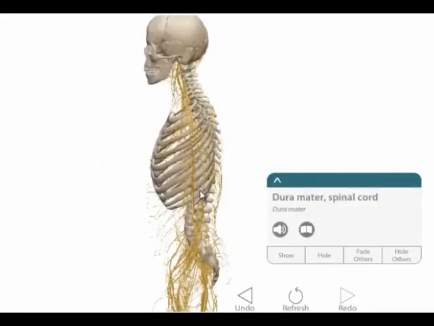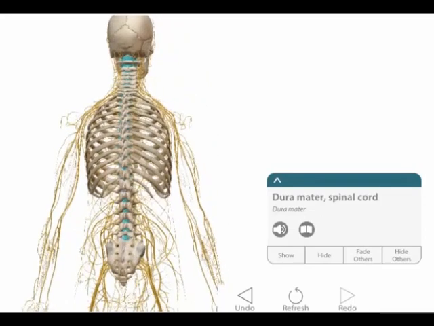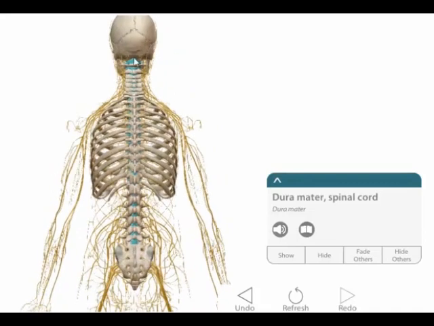Here you can see the network of nerves which originate from the spinal cord. The spinal cord is part of the central nervous system. It's highlighted here in blue, and it runs down the centre of the vertebral column from the brain. And from this central spinal cord, all of the other nerves of the body originate. The vertebral column helps to protect the spinal cord from injury and damage.